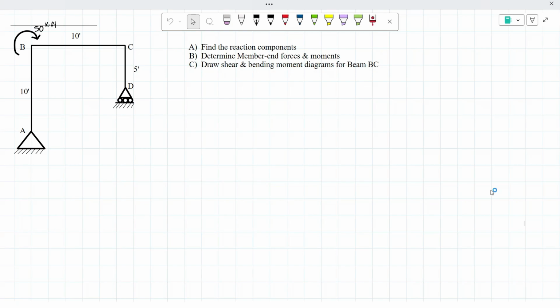Hello everyone, today we're going to be working on an example for a structures problem, and this problem is asking us to find the reaction components to determine the member end forces and the moments, and to draw the shear and bending moment diagrams for beam BC. As you can see with the figure that is given to us, we have a pin support at point A right here. Then we have a roller at point D, and then we have a moment going on at point B.